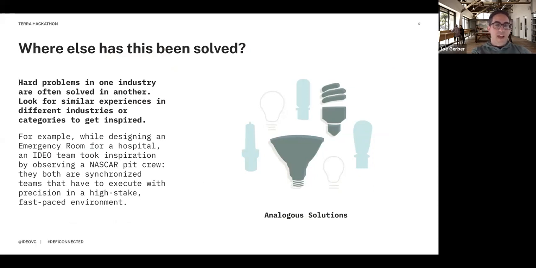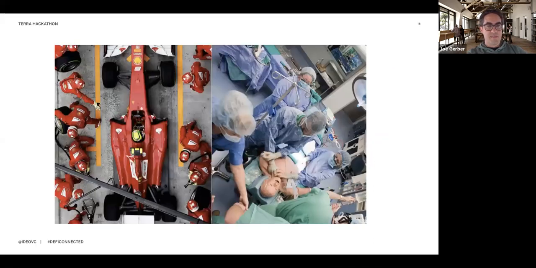Analogous solutions. How has this problem been solved before? Look outside your industry and think about where this problem exists in the abstract, and how you can apply it to your context. On the next slide, there are some high level examples. This is a classic one at IDEO. There was a team doing research for an emergency room project, and they went to a NASCAR race, even though that's not NASCAR, that's F1, and watched the pit crew, because it was an analog to the emergency room crew moving quickly to help somebody in an emergency situation.